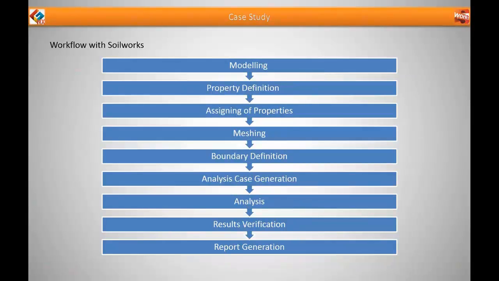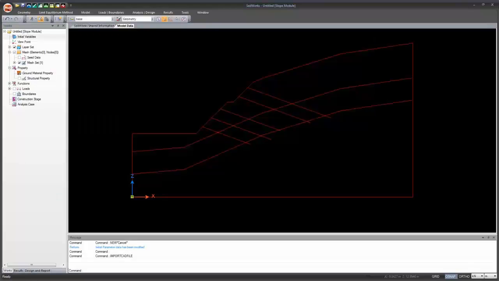So the workflow with SoilWorks is as follows. First of all, you need to do the modeling, that is, you have to create the initial model. Then you need to define the properties, that is the ground material property and the structural properties. Then you need to assign these properties, the structural and the ground material properties, to the model. Then we perform the meshing, boundary definition, the analysis case generation, performing the analysis, getting the results, and finally the report generation. So this is the basic workflow, so it will be helpful when you start with the model.